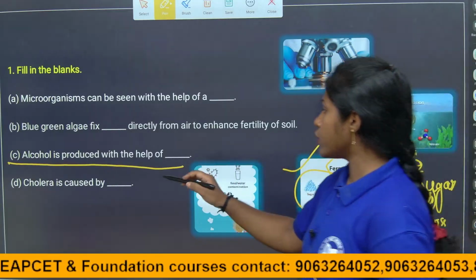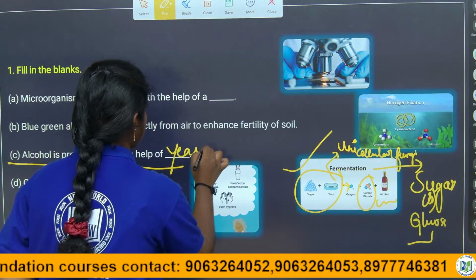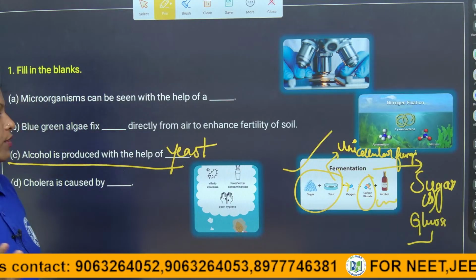So alcohol is produced with the help of yeast. That process we call fermentation.